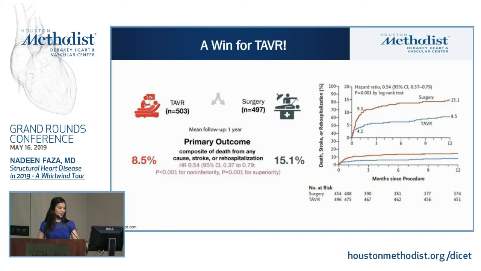In terms of the primary outcome, which was a composite of death from any cause, stroke, or rehospitalizations, TAVR was superior to surgical aortic valve replacement. It's 15% for the surgical arm and 8.5% for the TAVR arm.